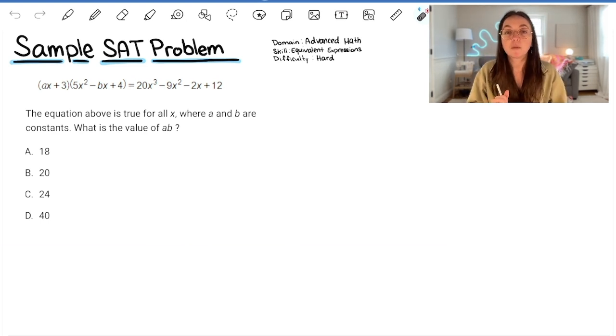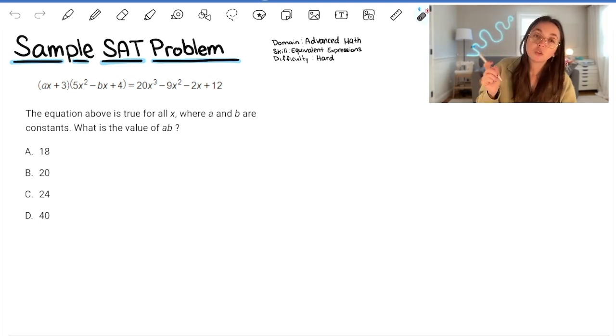So this problem here is from the advanced math domain. It's an equivalent expression problem. That's the skill. This question reads, the equation above is true for all x where a and b are constants. What is the value for a times b? We already did this one in Desmos last week. So this week we're going to be doing it by hand.